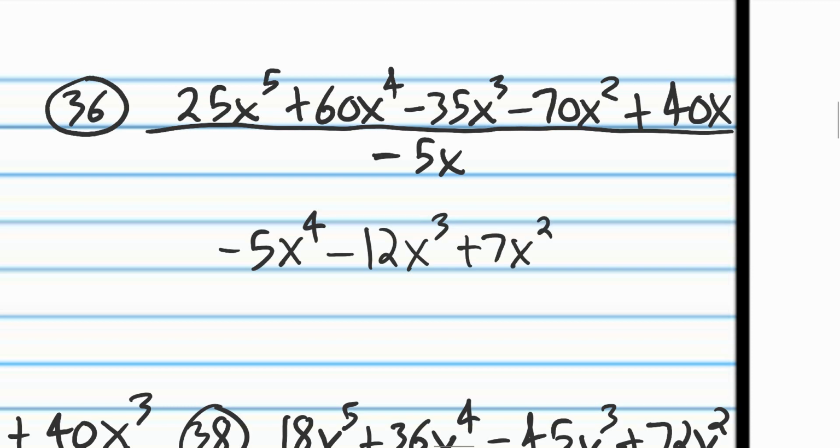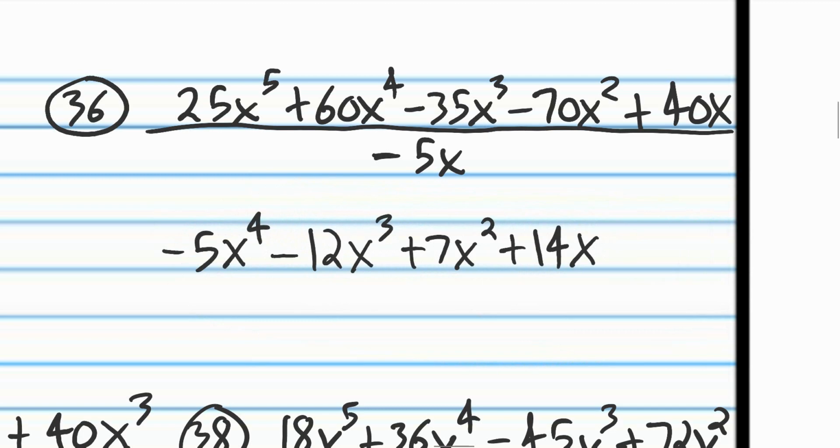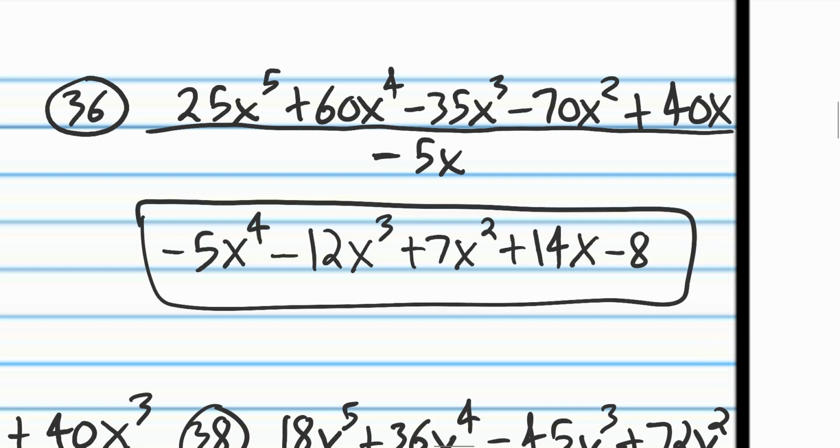70 divided by 5, that's not one of our multiplication facts either. I'm sorry about that. But that should be 14. And I'm going to move this over a little bit. And then 40 divided by negative 5, that would be negative 8. And that's it. So if that's your answer, good job.